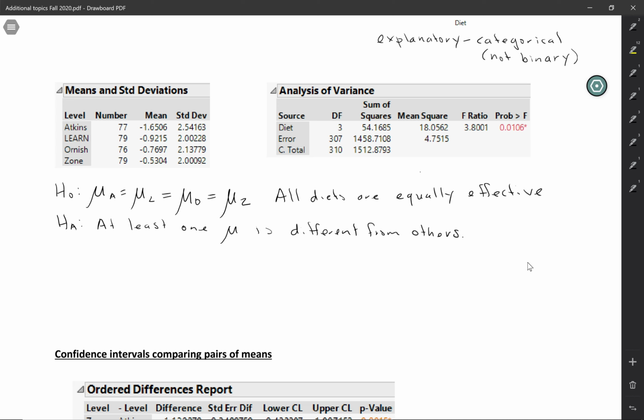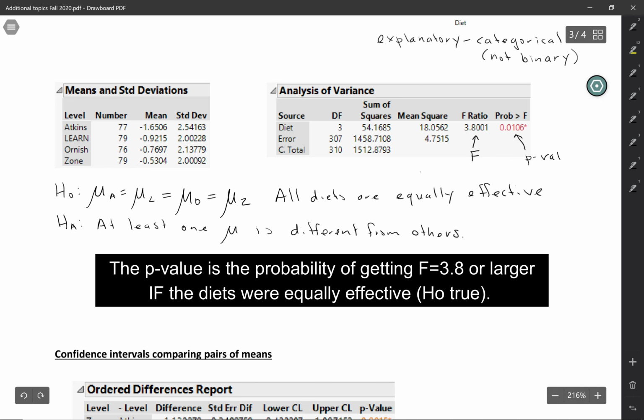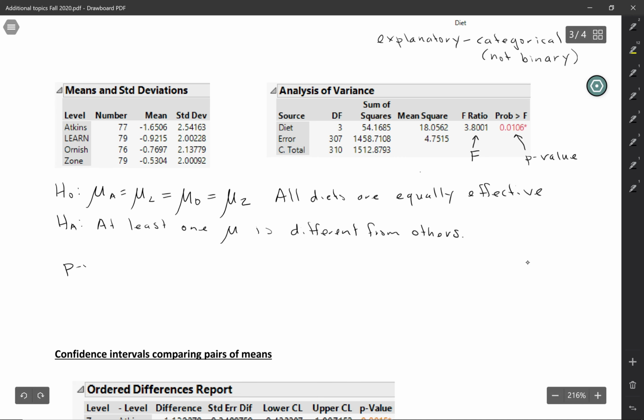So again, not going into the details of how it's calculated, this is our standardized statistic. This is an F statistic. And this is our p-value, the probability of getting that F statistic or larger. Our p-value for this one is 0.0106. So in that case, we would say that we have strong evidence to conclude the alternative. In this case, it would be strong evidence to conclude that at least one of the diets is different from the others.